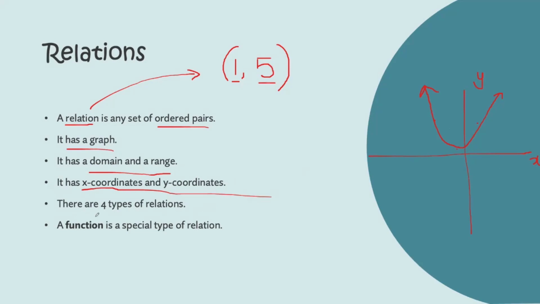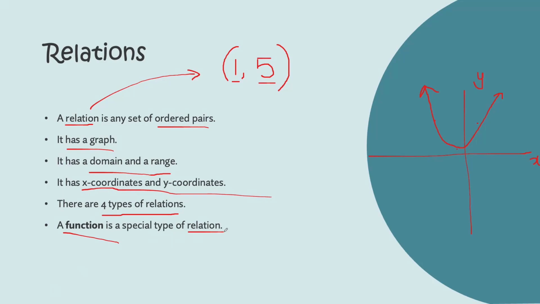Now, in terms of classifying them, we've got 4 types of relations in total, and a function is a special type of relation. So not every relation is a function. It's kind of like the square and rectangle dilemma: every square is a rectangle, but not every rectangle is a square. It's a similar thing with functions and relations here.